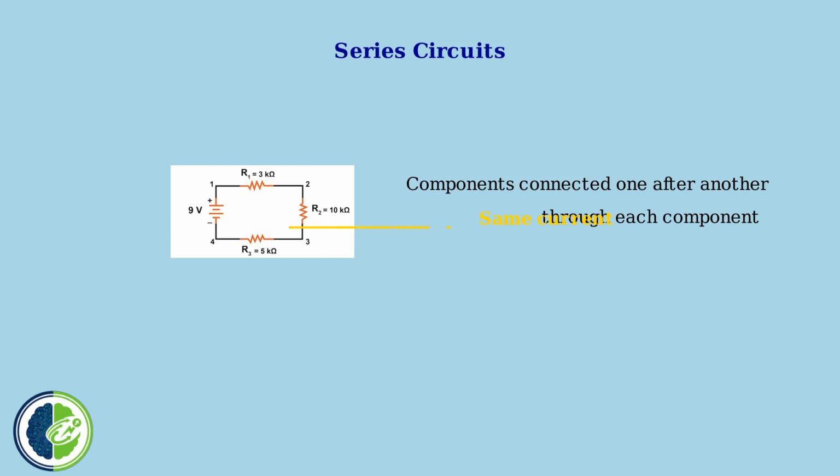In this series circuit, we can see that current flows from the positive terminal of the battery through each resistor in sequence and returns to the negative terminal. The current value remains constant throughout the entire circuit.